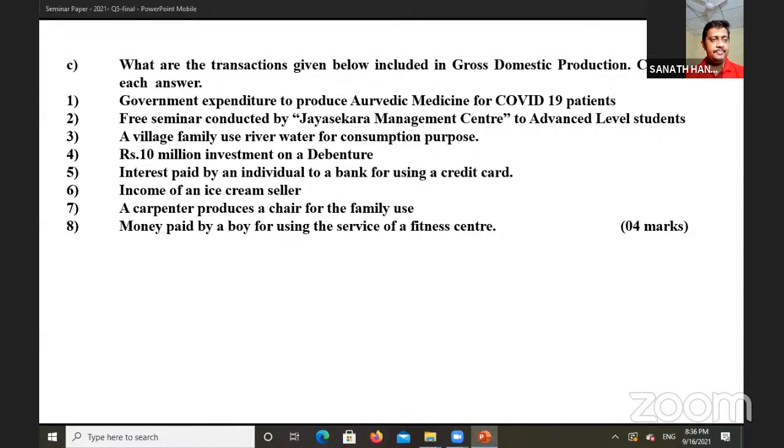Next one. Interest paid by an individual to a bank for using credit card. You use credit card and you have to pay interest for using credit card because you are getting a loan simply. Right. Do we?